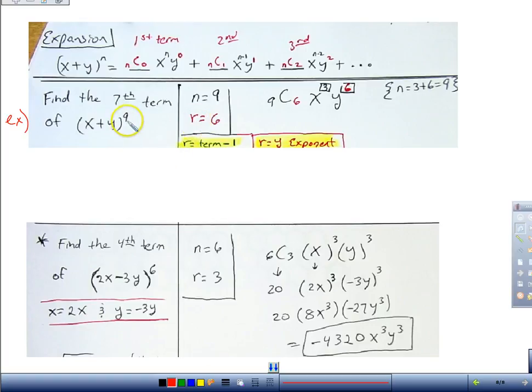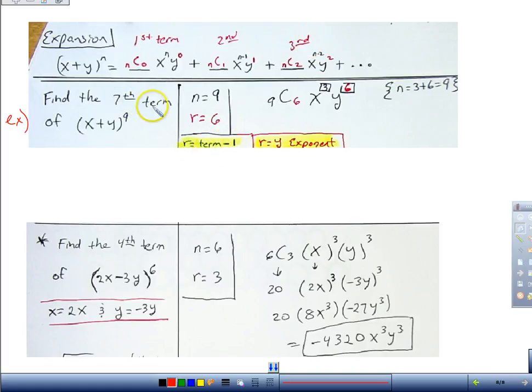And in this case, they tell us clearly what n is. N is 9. And so what is r? How did I get this to be 6? Well, remember, r is equal to the y exponent, and y starts with 0. So for the first term, y is to the 0 power. The second term, y is to the 1 power. The third term is to the 2nd power. So the exponent on the y is always 1 behind the term. R is equal to the term that you're looking for minus 1.